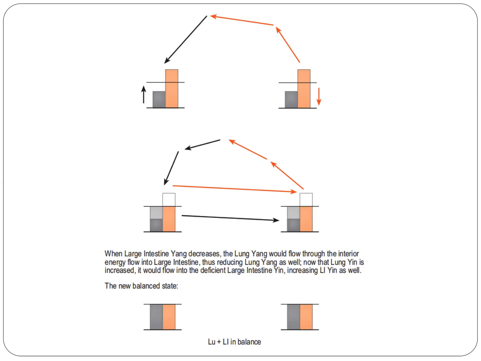So the new balance state is now shown in the tower diagram. So we have the lung plus LI in balance.